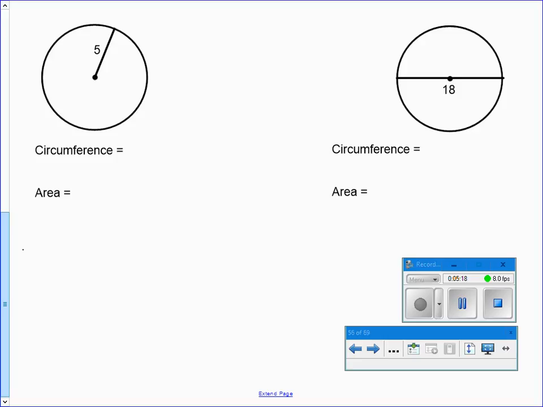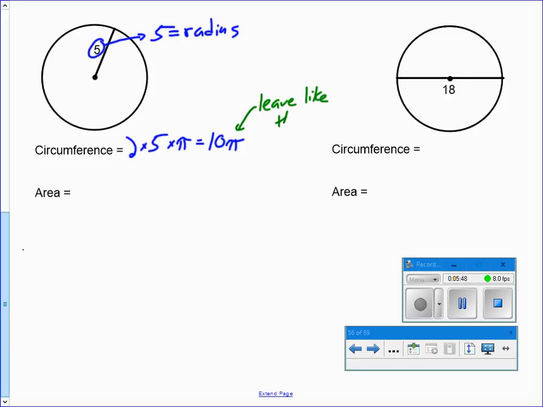Here we're going to do two examples so you can see how this works with actual circles. We need to find circumference and area. Here, 5 is my radius. It's not diameter, it's the radius. So to find the circumference, I'm going to multiply 2 times 5 times pi. That would just be 10 pi. And again, we're going to leave that pi symbol in our answer. So this is our final answer. 10 pi is the circumference.